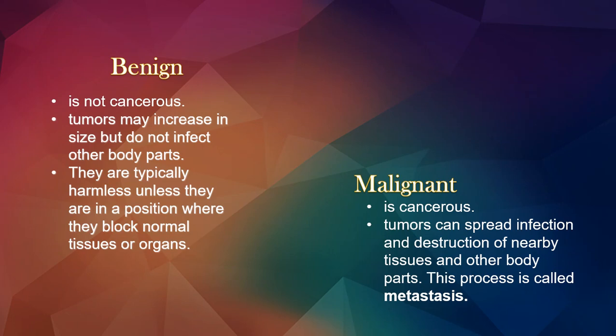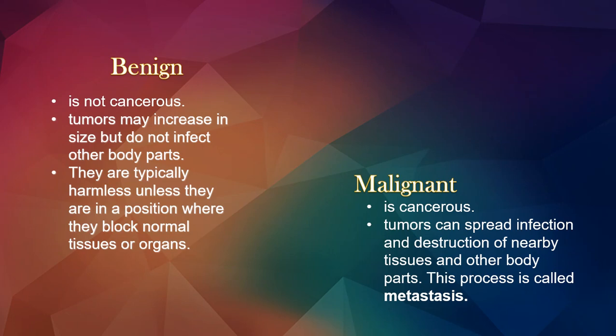When you speak of metastasis, these tumor cells can be transferred to different parts of your body through your blood, and once they settle in one part of your body, they will grow into another tumor. Okay, so since it's a blood vector, the cancer cells could spread throughout your body until you die. Okay po? So, increase in size but do not infect other body parts.